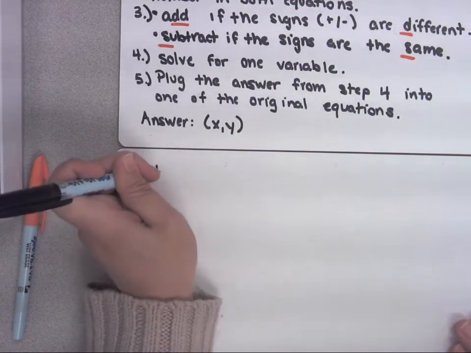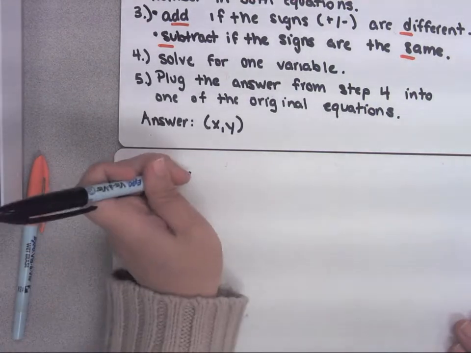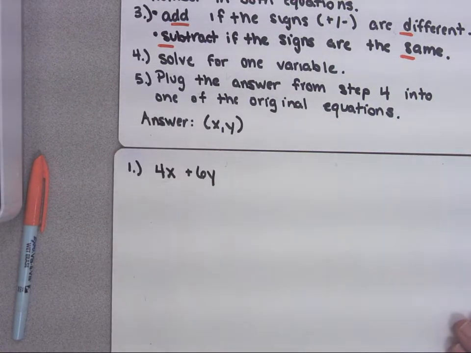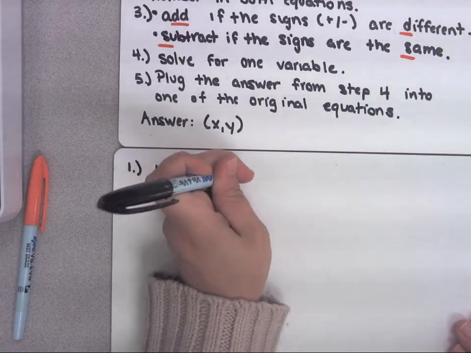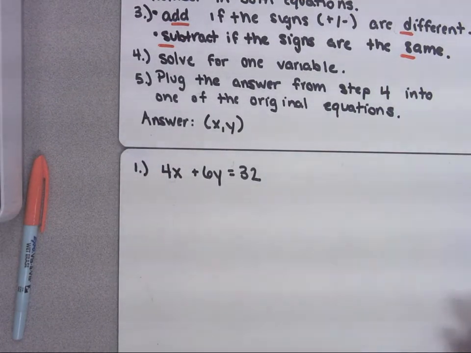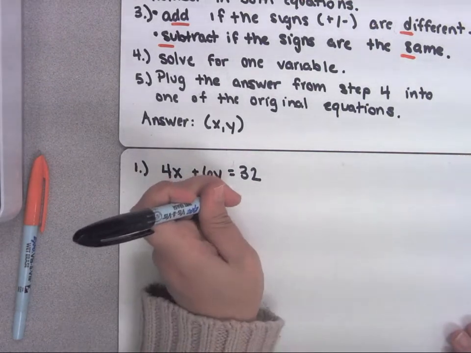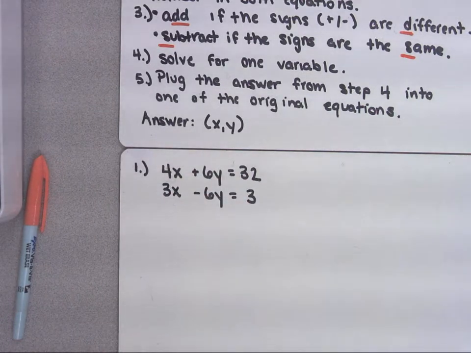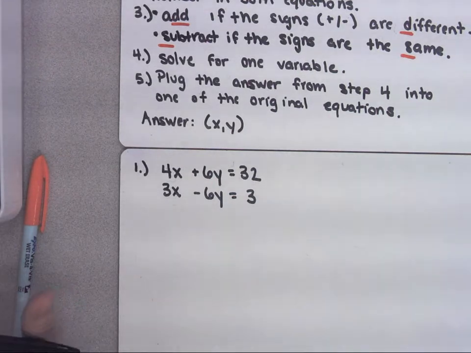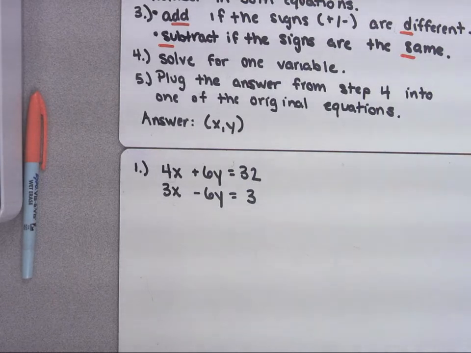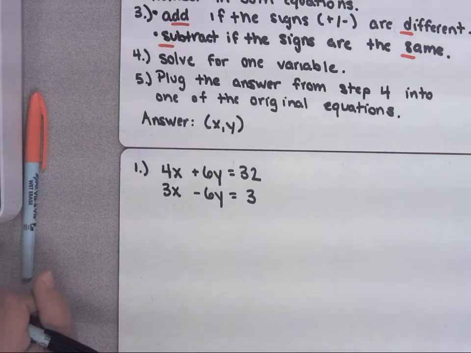First example. 4x plus 6y equals 32. That's the first equation. Right underneath it, they wrote it this way. I'm going to write it this way. 3x minus 6y equals 3. Okay? So write it down, then stop. We're going to talk through it. We all have it written down. Those of us who care enough to do it.